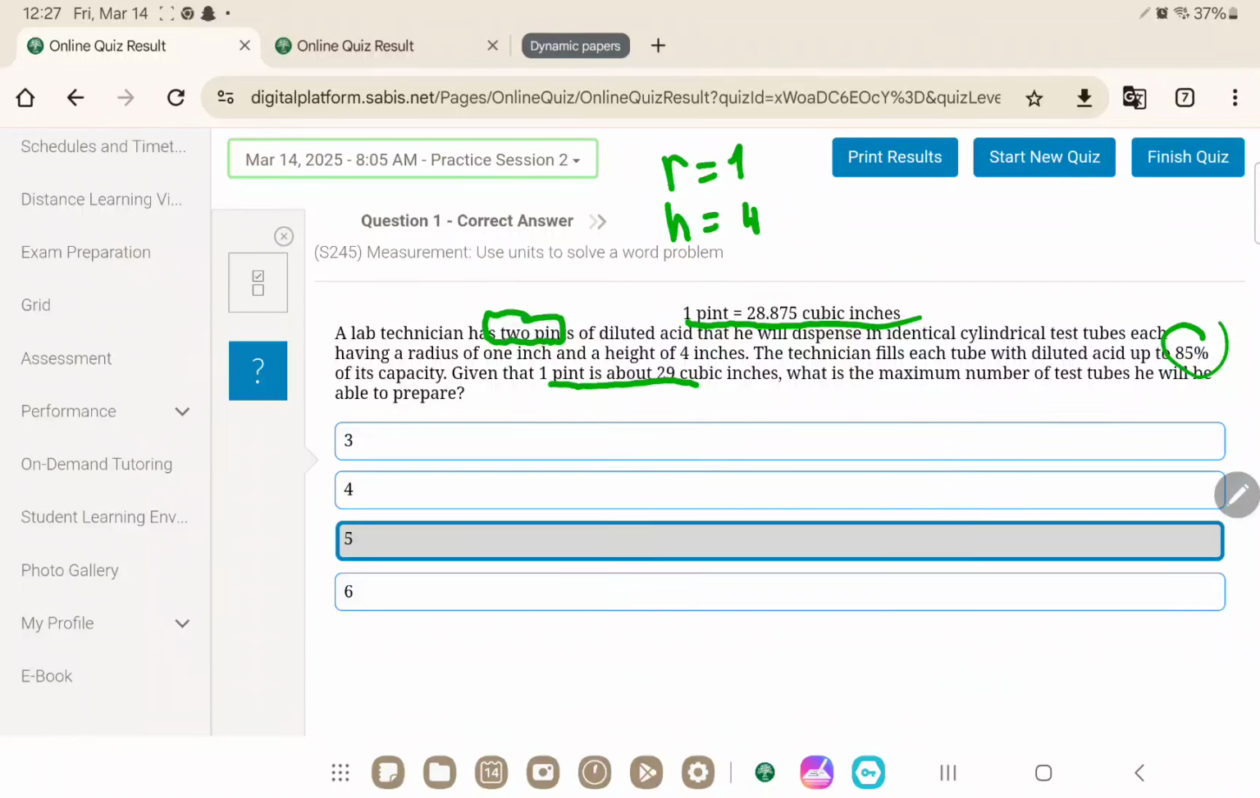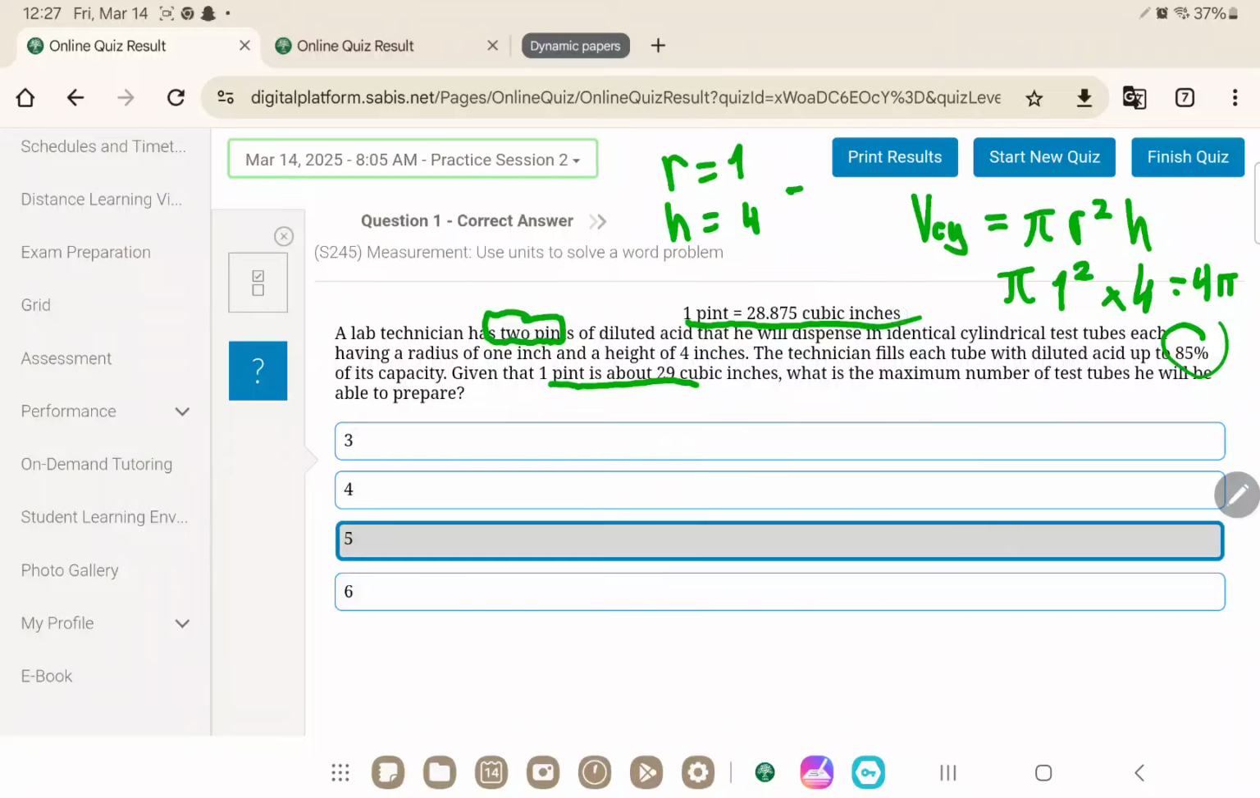Let's see. The test tube is cylindrical, so we have to find the volume of a cylinder. The volume of a cylinder equals pi r squared height. Since it's pi r squared height, we're going to substitute what we know. So it's pi times 1 squared times 4, so it is 4 pi, simply. That's the volume of 1 cylinder, and that's how much it can hold.